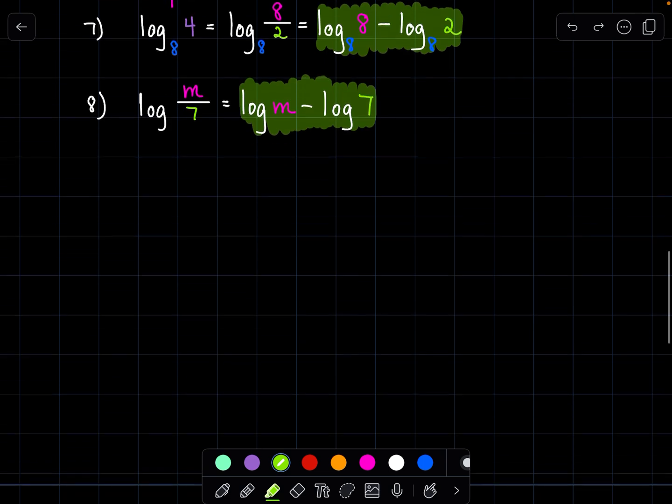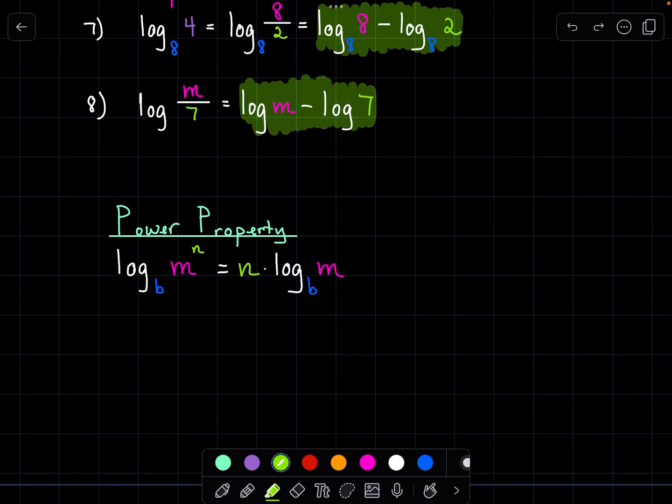The third and final property is called the power property. That if we have log base b of m raised to the n power, we can take that exponent and essentially factor it out front to have n times log base b of m. So when I ask to expand, that would be going from the left to right direction. If you're asked to condense, you'll be going from the right to the left direction.